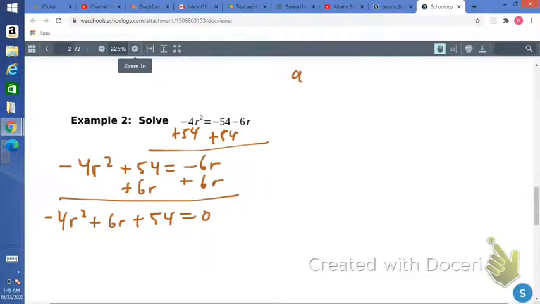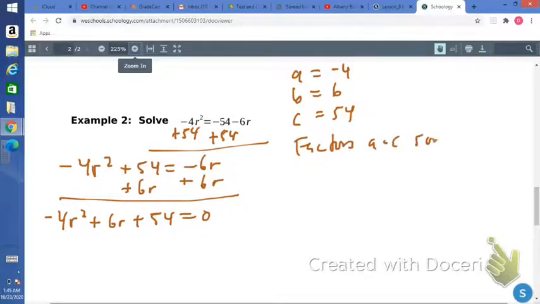Alright, so our a is equal to negative 4, our b is equal to 6, our c is equal to 54. Alright, so we're looking for factors of a times c that sum to b. So a times c, so we have negative 4 times 54. That's going to give us negative 216, and it has to sum to 6.